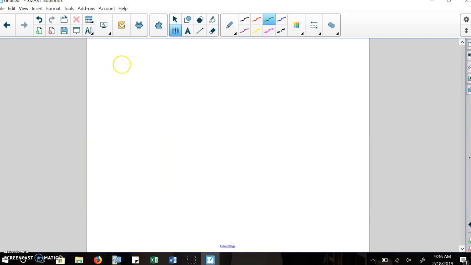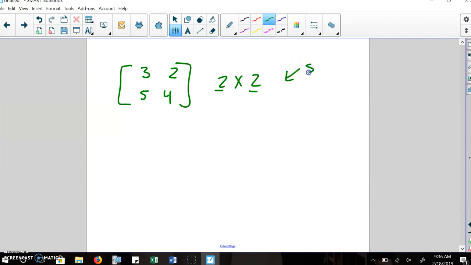Last little definition: if you see a matrix that looks like this, maybe like 3, 2, 5, 4, this is a 2 by 2 matrix. Anytime that the rows and columns are the same, we call this a square matrix. So you could have a 2 by 2, you could have a 3 by 3, you could have a 4 by 4, and so on and so forth. Sometimes it's easier to do things if the matrix is a square matrix, and so that's why I just want to go ahead and note that for you right now. Again, if it has the same number of rows and columns, it's called a square matrix.